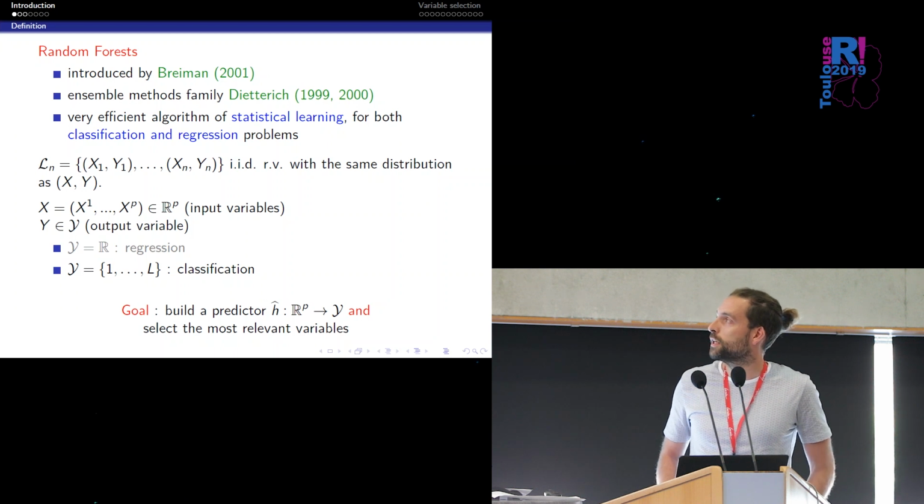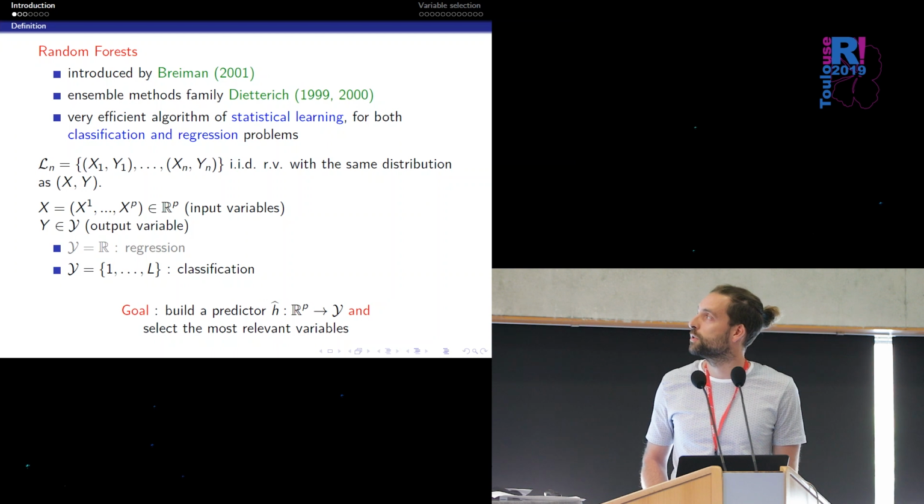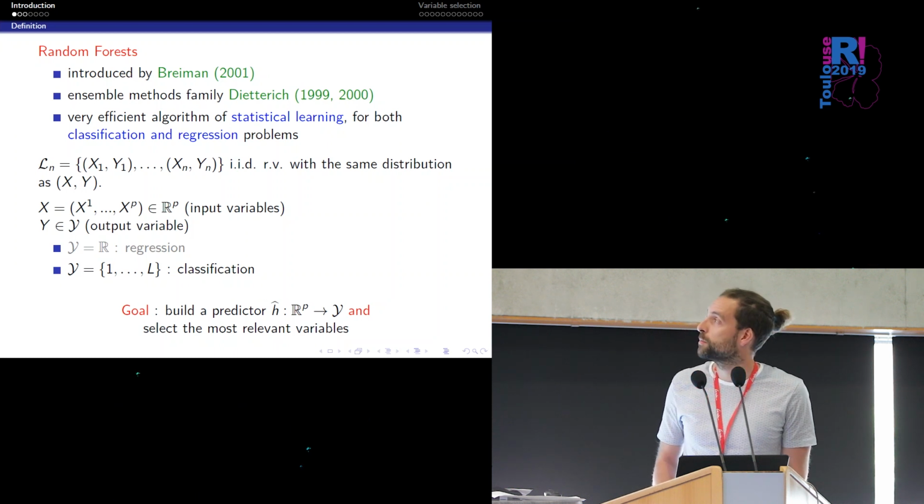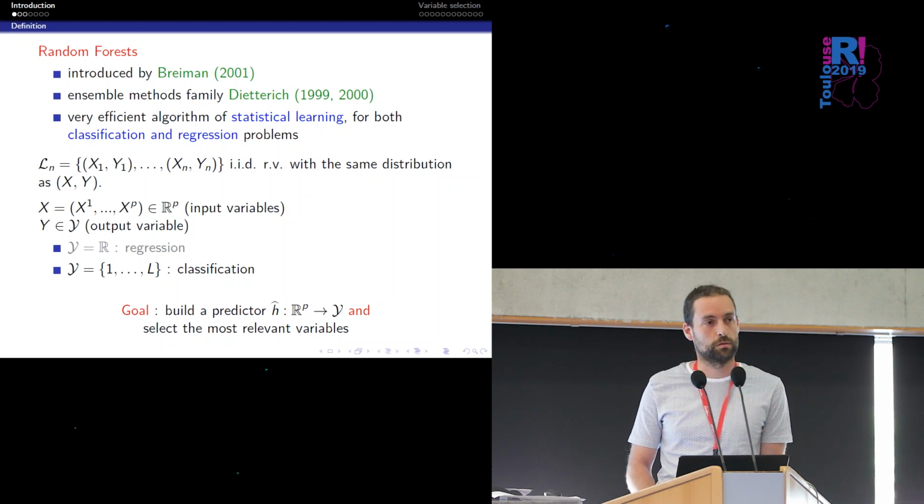The goal in statistical learning is to build a predictor h-hat, which is able to predict any new input and give us the corresponding output. And especially in this talk, I will also focus on the variable selection problem.